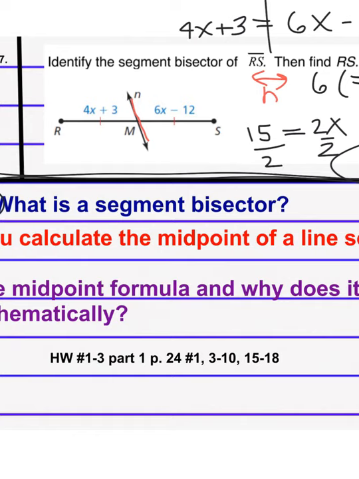Last question, to help you remember the midpoint formula, in purple, why does it make sense? Why would I think it's reasonable to memorize it? Why does that formula make sense? So you should probably be talking about finding an average when you answer that question.